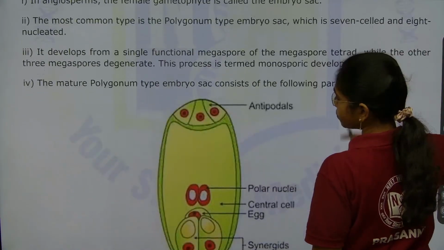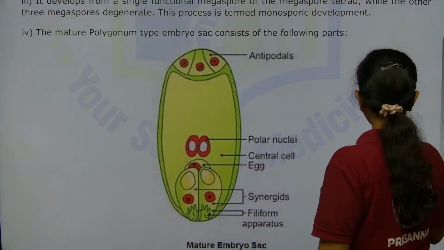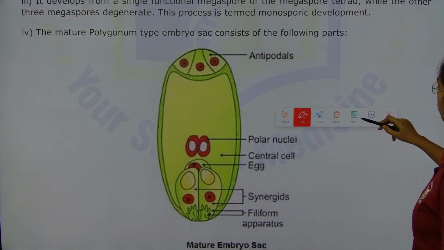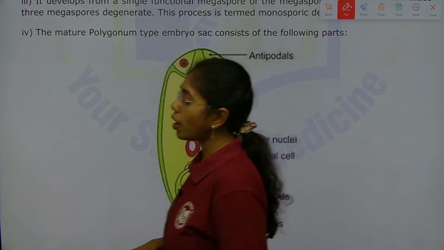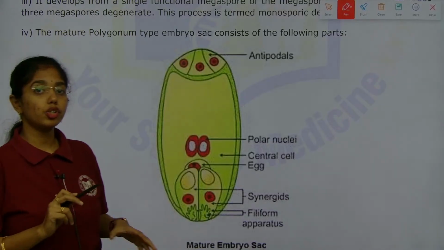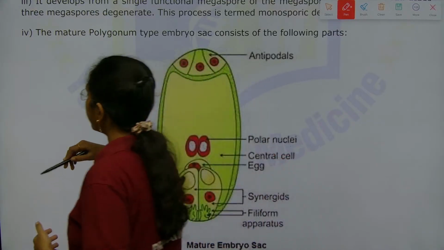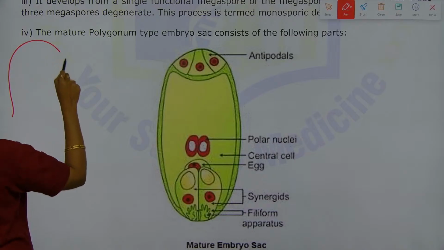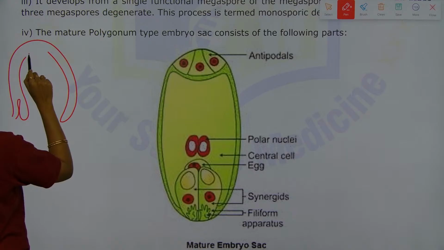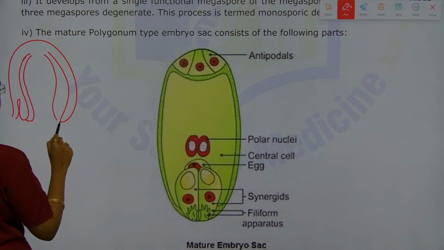See, beta, this is the mature embryo sac. How is this mature embryo sac formed? Listen first, understand, and then you go through. Most of the angiosperms have what type of ovule? Most angiosperms have the anatropous type of ovule, which is the inverted ovule. So here you see the inverted ovule, that is the anatropous type of ovule, like this. This is the inverted ovule.